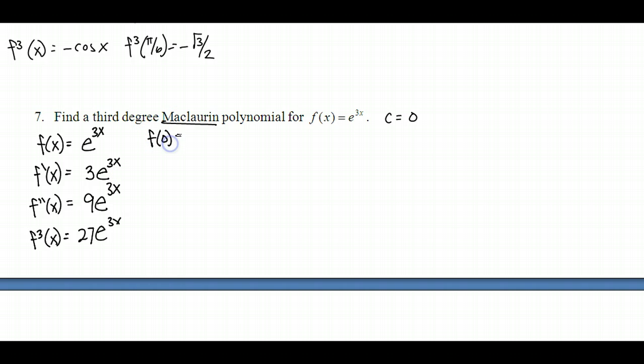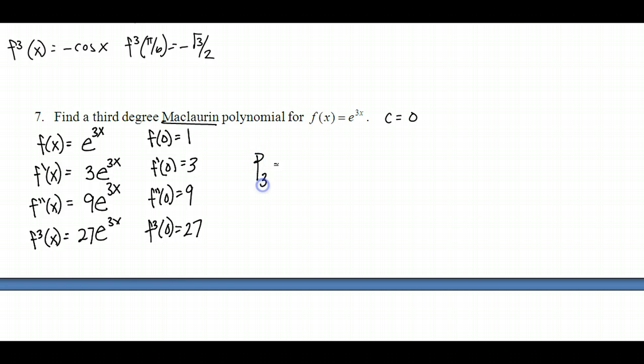What is the value of the function at 0? Well, e to the power of 0 will give us 1. What is the derivative at 0? That will be 3. The second derivative at 0 is 9. The third derivative at 0 is 27. So those are pretty slick and easy.